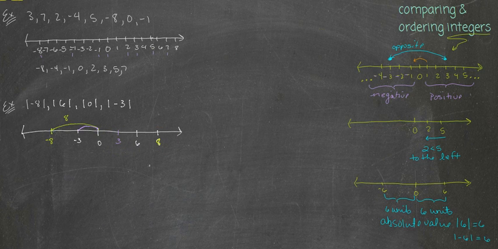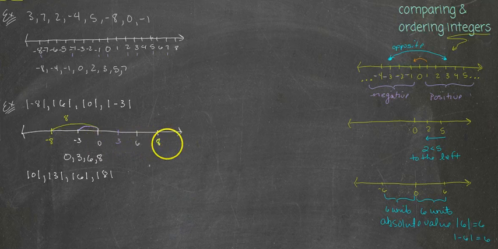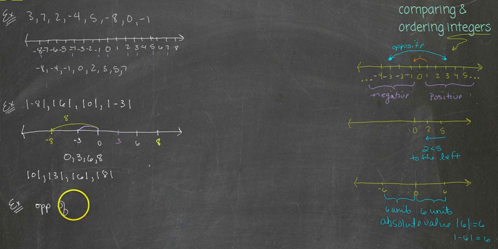So you can see that all of my numbers, when I put them in order, would be 0, 3, 6, and 8. This is ordering my absolute values. So now I have to keep them in absolute value format. The absolute value of 0 is smaller than the absolute value of 3, which is smaller than the absolute value of 6, which is smaller than the absolute value of 8, because they all line up from left to right on the positive number line.